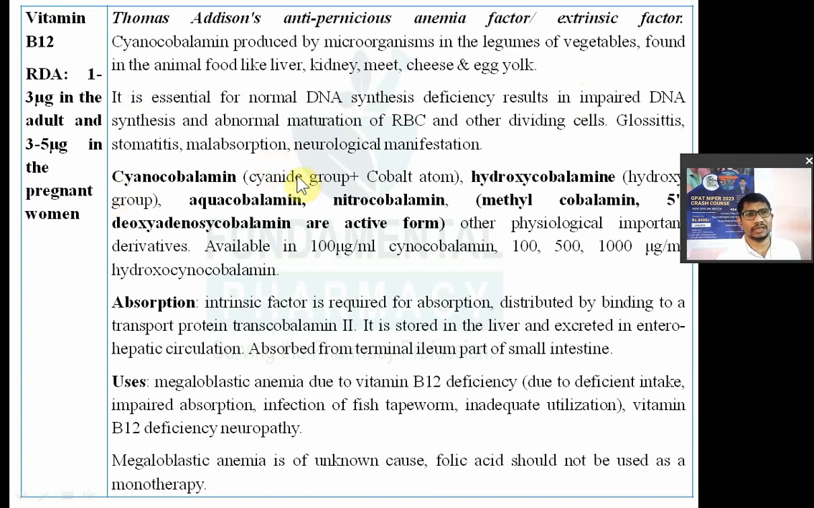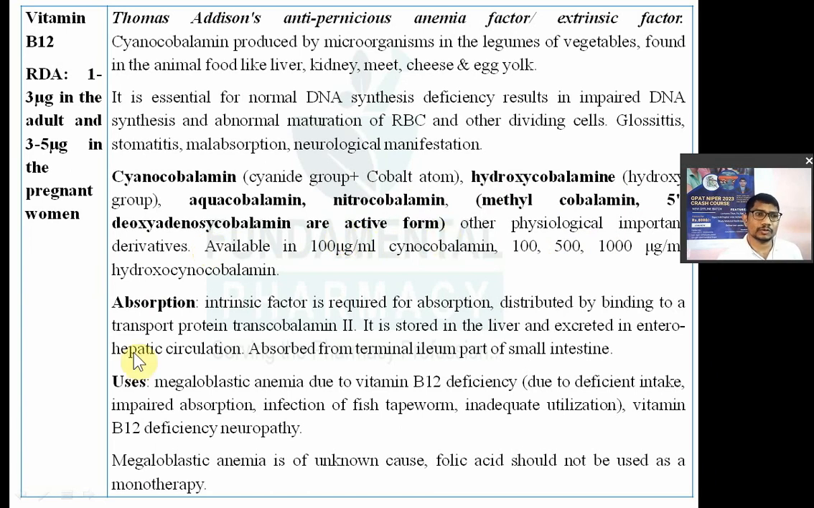Cyanocobalamin means cyano group plus cobalamin. Hydroxycobalamin is hydroxyl containing cobalamin. Aquacobalamin, nitrocobalamin means nitro group containing cobalamin. Then methylcobalamin and 5-deoxy cobalamin. Methylcobalamin and 5-deoxy is an active form, right?